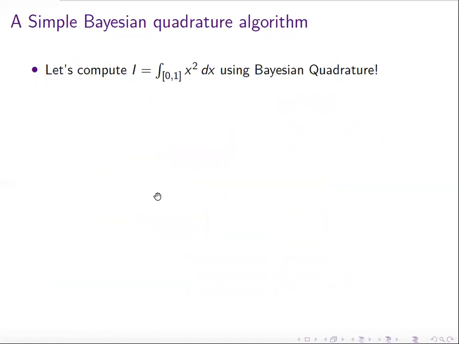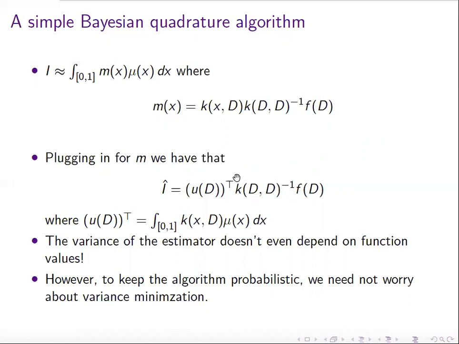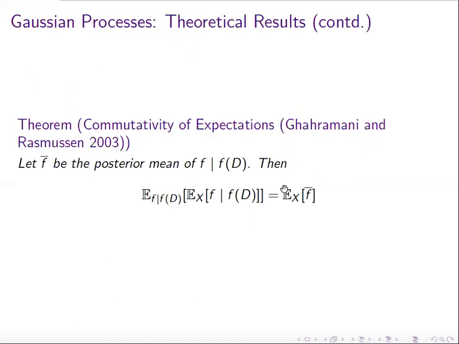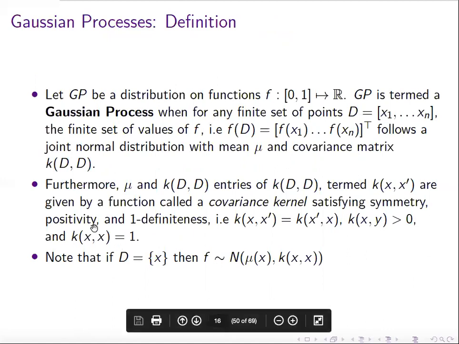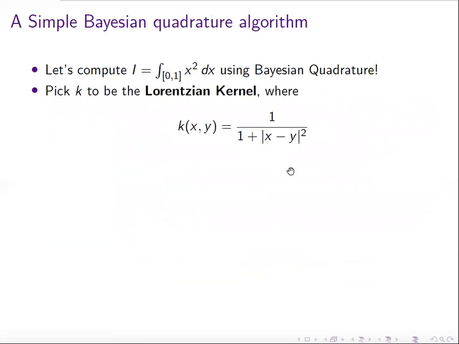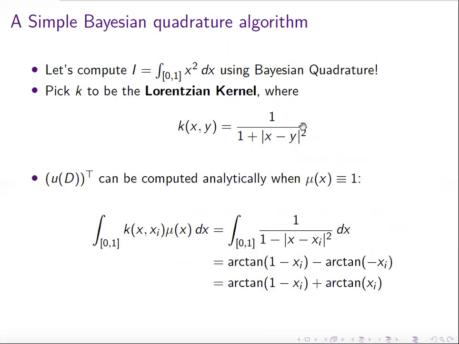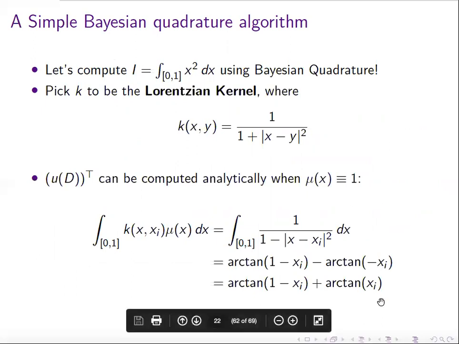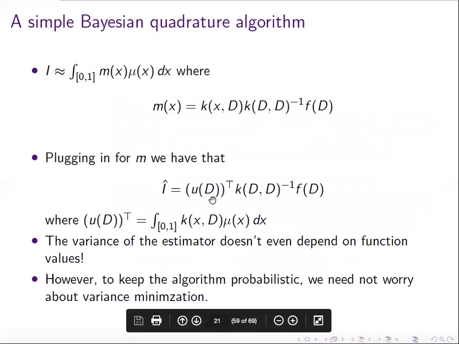So we implement Bayesian quadrature on the original function that we started with. The first thing to do is to actually define what the covariance function k should be. First of all, it should satisfy these three properties of symmetry, positivity, and non-definiteness. To do that, I picked the Lorentzian kernel, which is essentially this function. The convenient thing about this function is that its integral, when integrated against just the one function, is analytical. You can express it in arctangent, and so it's really easy to compute this vector right here.